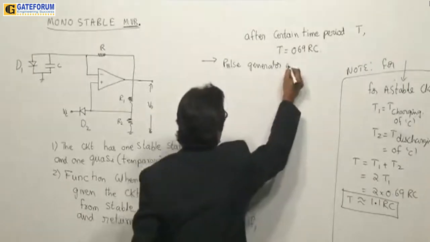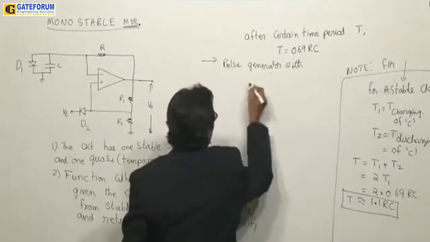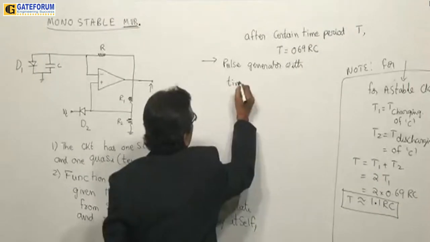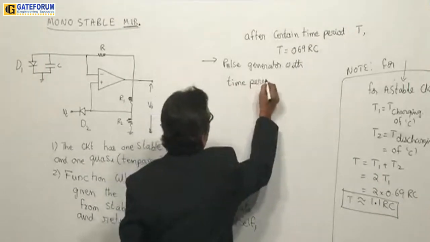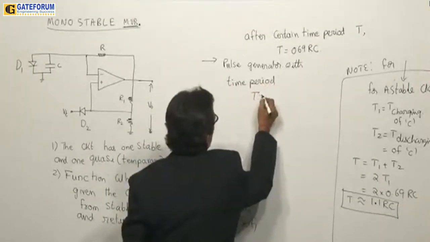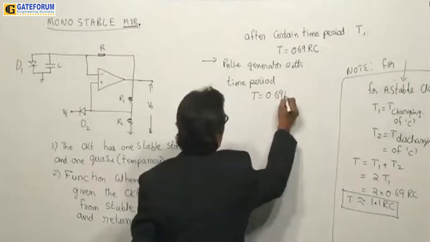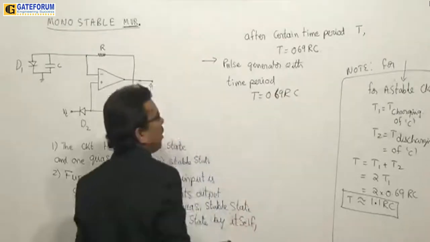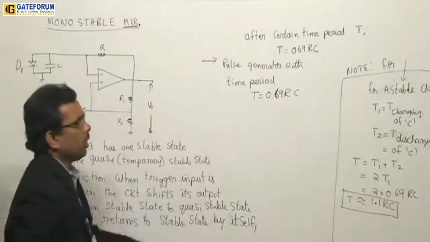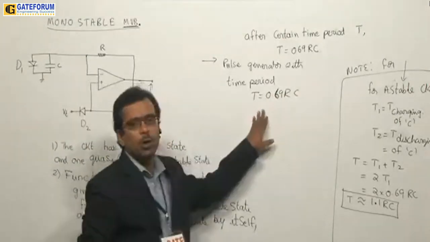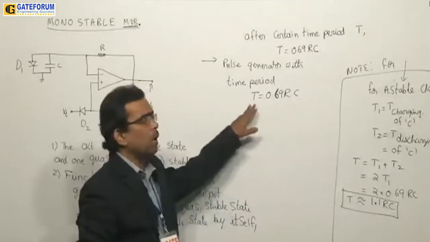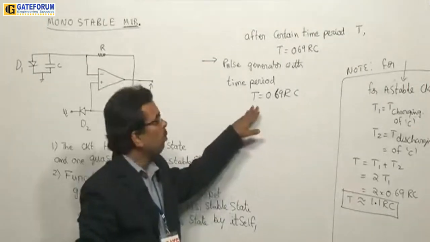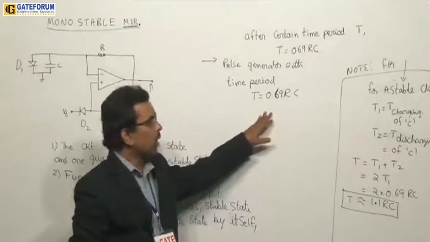Okay, pulse generator with time period T is equal to 0.69 RC. This is for monostable. So for astable you are going to get it like this, and for monostable you are going to get it like this. Now we'll see how we'll get this part. How monostable will work, we'll try to see here.